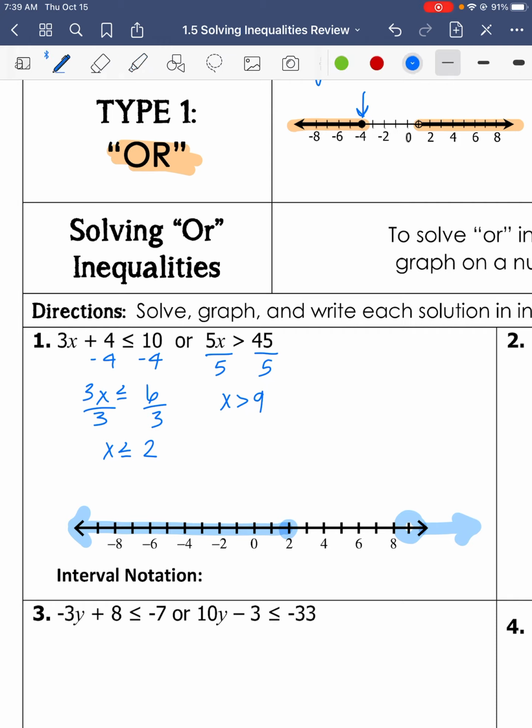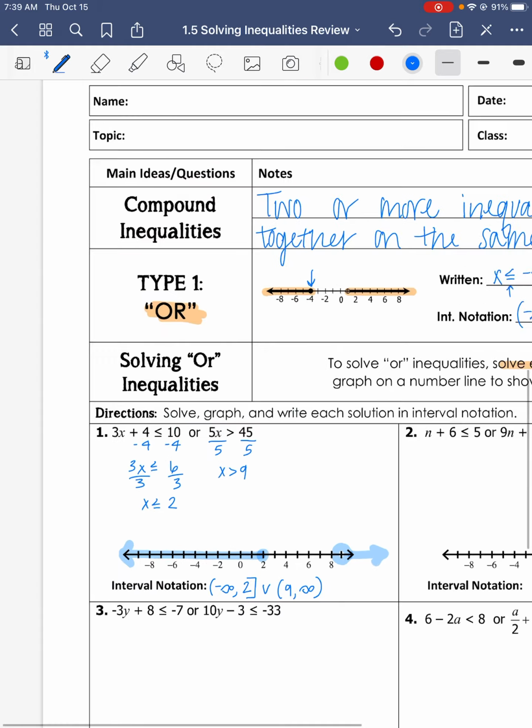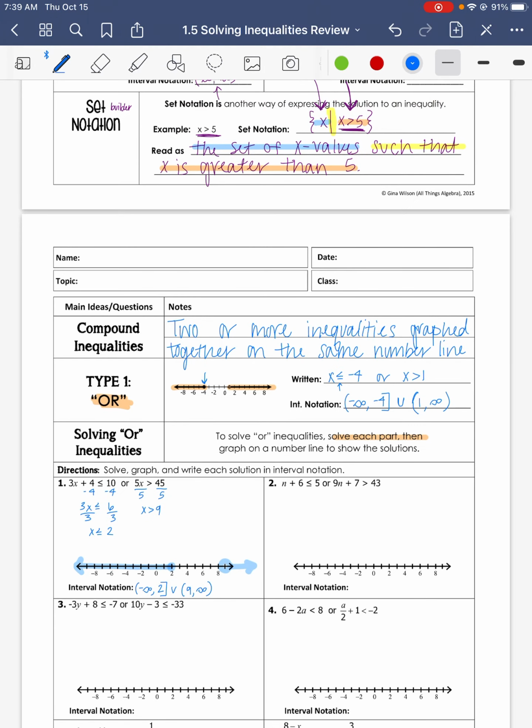Okay, interval notation now. Let's start with the left side here. It's x is less than or equal to 2, so we're going to go in the negative infinity direction with parentheses, all the way up to 2. Bracket because it includes it, and then union, our lower bound is going to be 9, not including 9, so we're going to do a parentheses, 9, comma, infinity, and close it there.